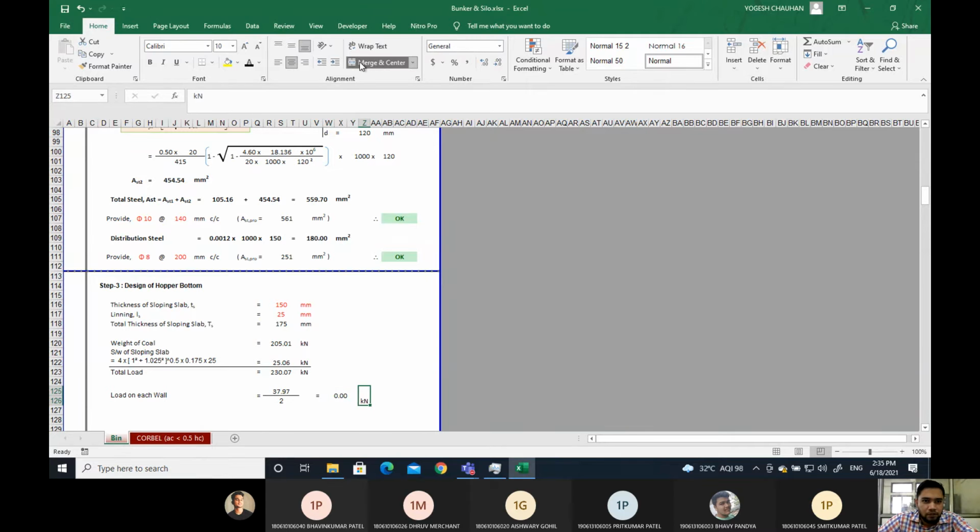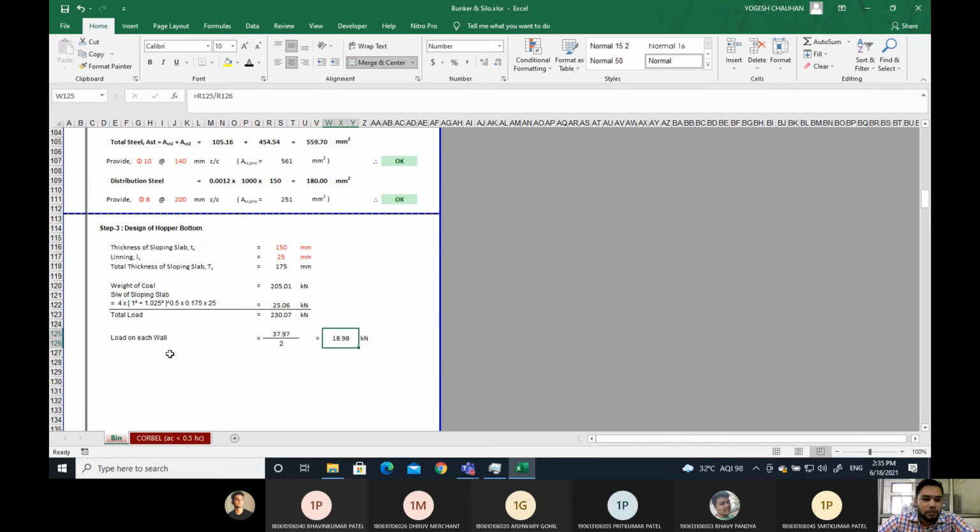See, representation is also very important while you're preparing the design notes, because this has to be submitted to your client or proof checking team. So this should be easily understandable. Now this is the total load on each wall.